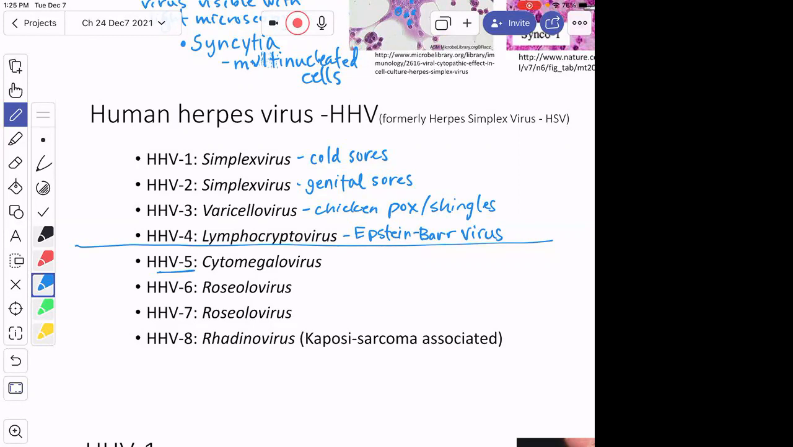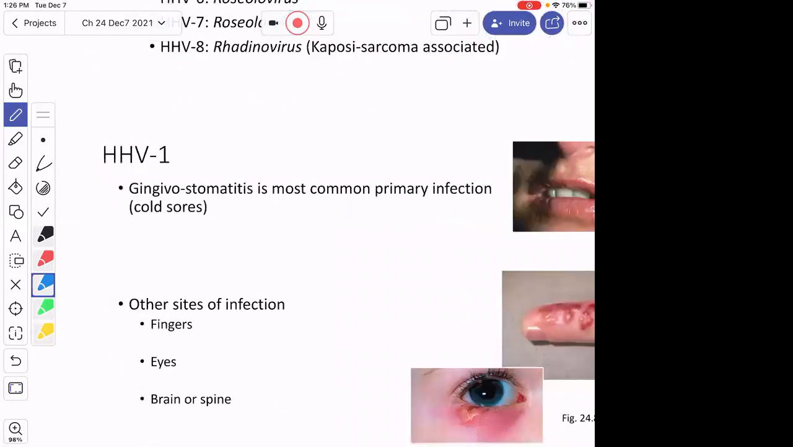And HHV8, rhadinovirus, causes Kaposi sarcoma associated cancer. That virus actually acts on a tumor suppression mechanism that we have. So patients with this get a lot of tumors, but it's only people that have a very depressed immune system. So typically we find that associated with AIDS patients. All right, so that's just a little overview of the different, I guess we most correctly call these genuses of herpes virus. Let's start with HHV1.